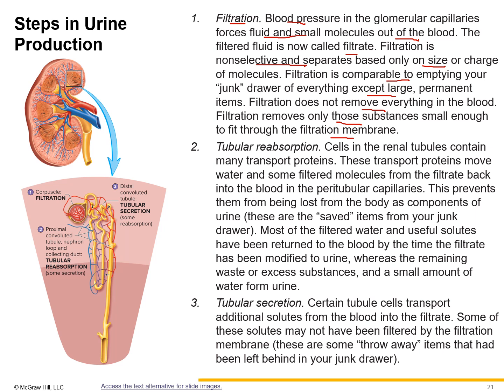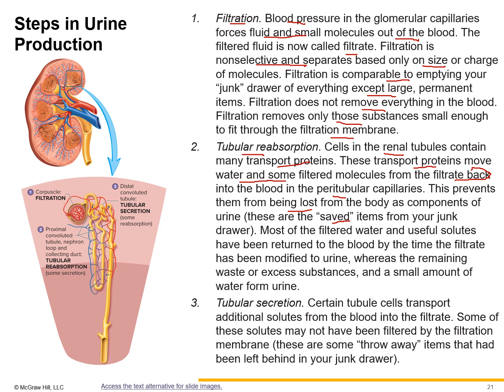Right, now as we go into the tubular reabsorption, the cells of the renal tubules have a lot of different transport proteins. Those are the channels that allow hydrophilic molecules to move across that phospholipid bilayer. They're going to transport or move water and some of the filtered molecules from the filtrate back into the blood through what are called peritubular capillaries. This prevents them from being lost. So it's kind of recycling them as it moves through. It gets filtered during filtration, but then it gets put back into the blood. So again, it's kind of saving the items from our junk drawer.